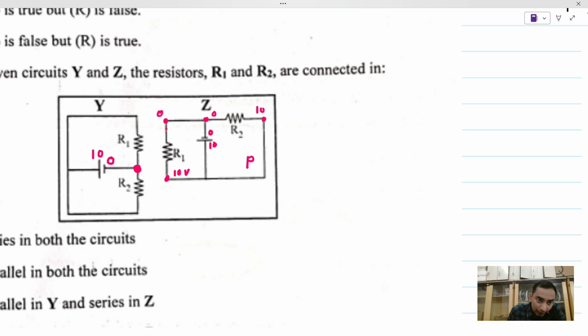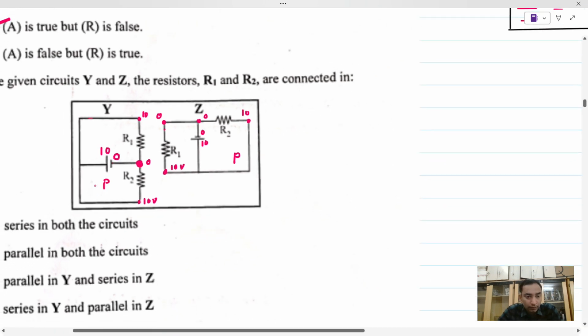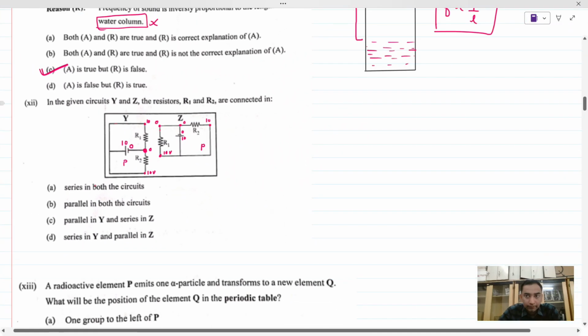Okay, what about this? This is 0, so this becomes 0 volt. And this is 10, so this is also 10 volt, and this is also 10 volt because there are no resistors over here. So simply these two are also in parallel connection, guys. So that means both of them are having parallel connections is the answer.